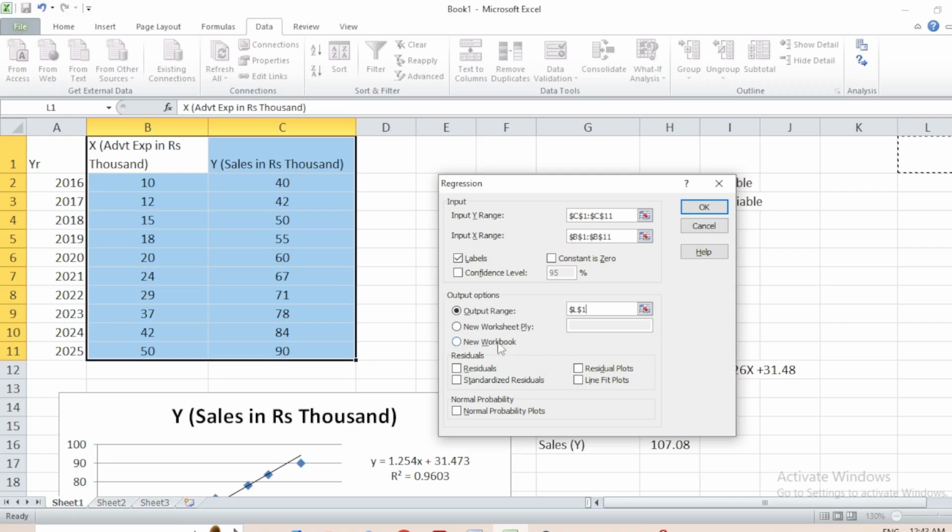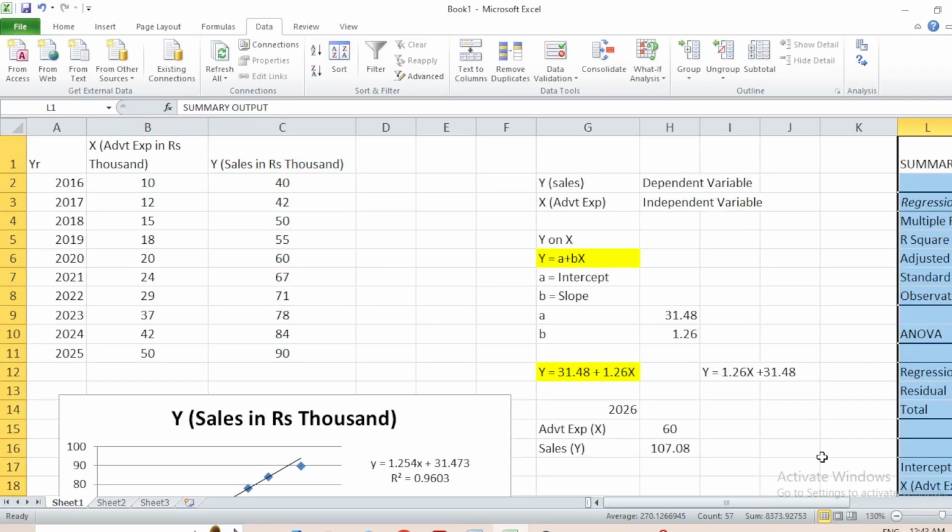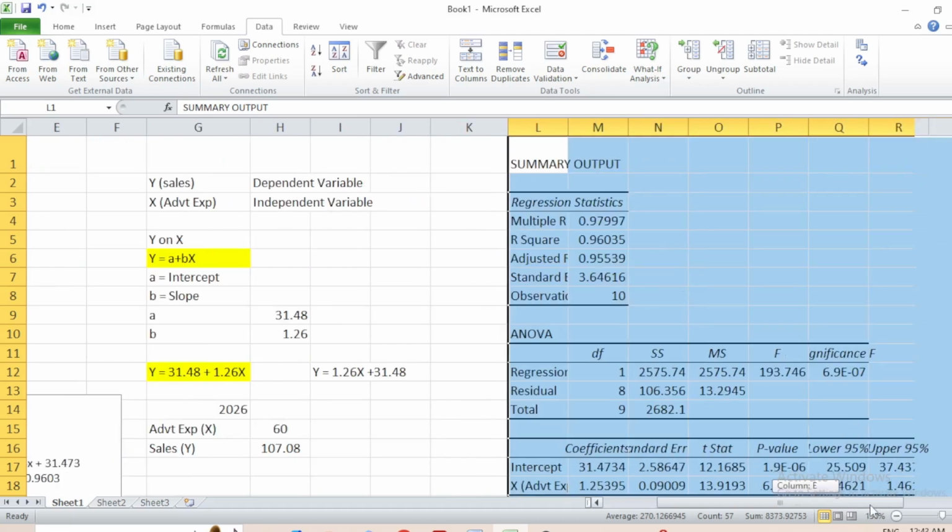Then a confidence level of 95% you could choose. It is up to you. So let us say I am choosing this. Then if I just press OK, a table would be generated by which I could easily calculate the equation. So just press OK and a summary table is being generated.